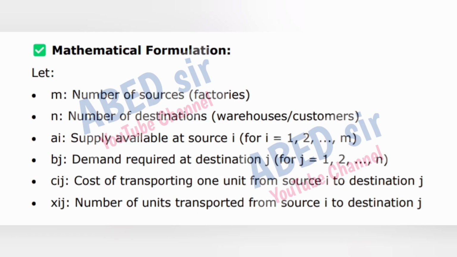Let M be the number of sources, factories. N is the number of destinations, warehouses or customers. Ai is the supply available at source i, for i equal to 1 to M. Bj is the demand required at destination j, for j equal to 1 to N. Cij is the cost of transporting one unit from source i to destination j. Xij is the number of units transported from source i to destination j.